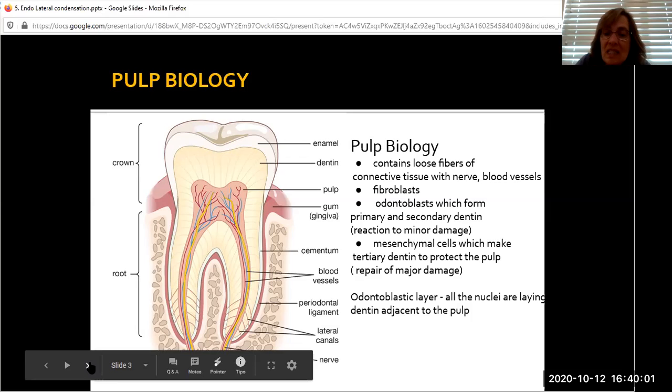There are also mesenchymal cells in the pulp, which, depending on the amount of trauma or damage that the tooth receives, turn into secondary odontoblasts, and those secondary odontoblasts place what is called tertiary dentin or sclerotic dentin, and that dentin is in response to major damage to the pulp. Normally, we're talking about an exposure of the pulp.